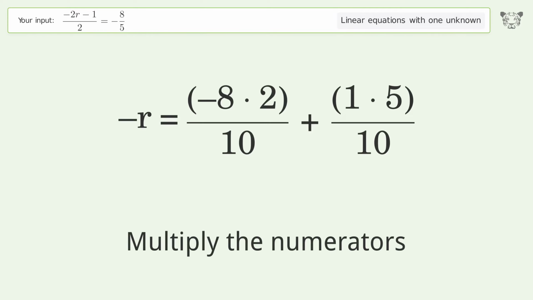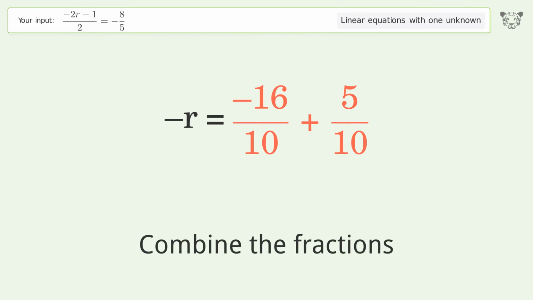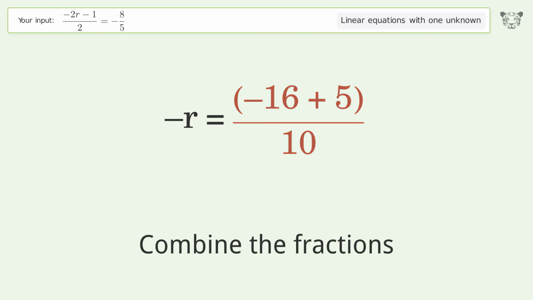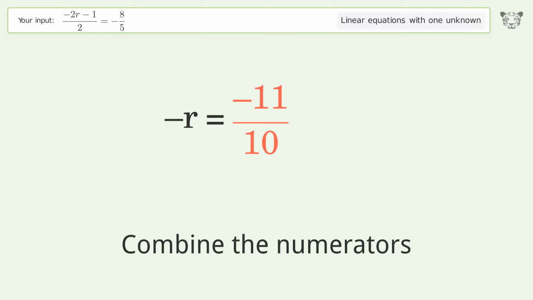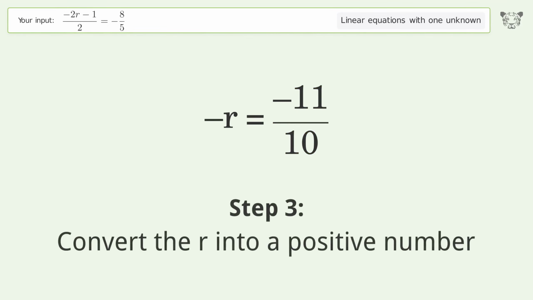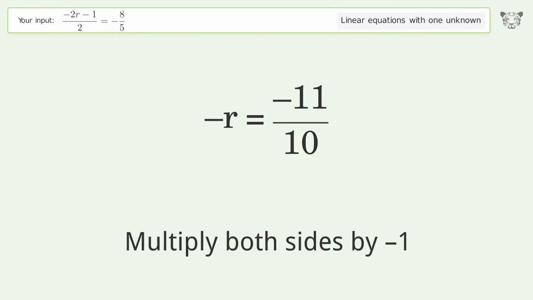Multiply the numerators. Combine the fractions. Combine the numerators. Convert the r into a positive number. Multiply both sides by -1.